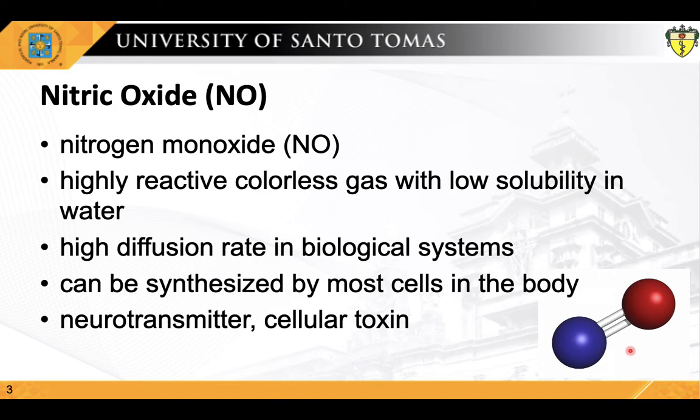It has been found to occur naturally in various cell types and parts of the body. Cells in the brain, the liver, the pancreas, the gastrointestinal tract, the blood vessels, and the penis can synthesize it. It is a signaling molecule in cellular communication, a neurotransmitter, and a cellular toxin.